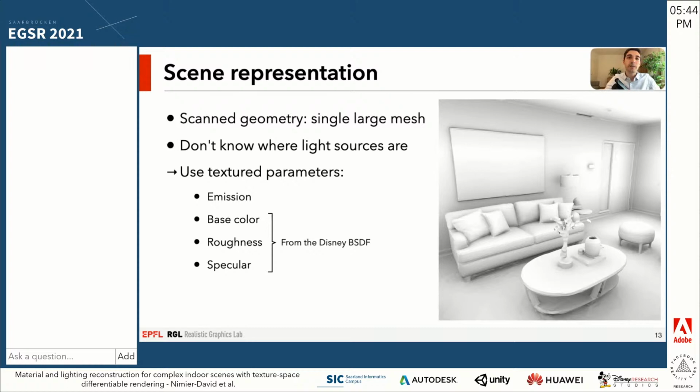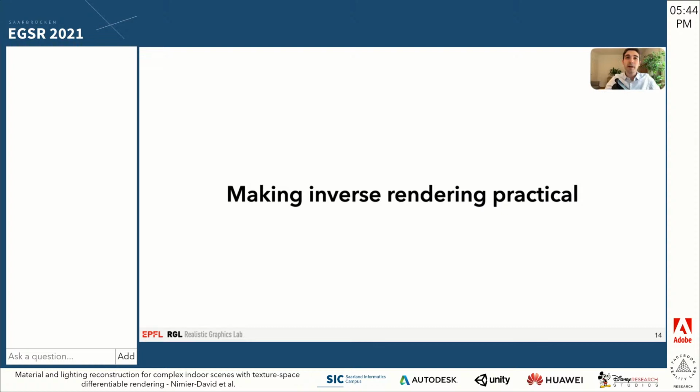Okay, so it all sounds good so far, but unfortunately, if we try to apply what I've just described directly to a complex real-world scene, we will run into a lot of issues. And so this paper is really about finding out what it takes to make it work at this scale and despite all of the imperfections of the input data.